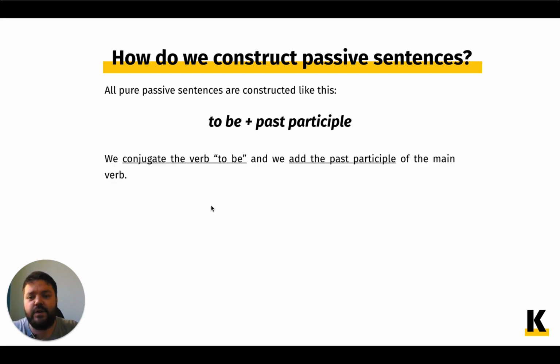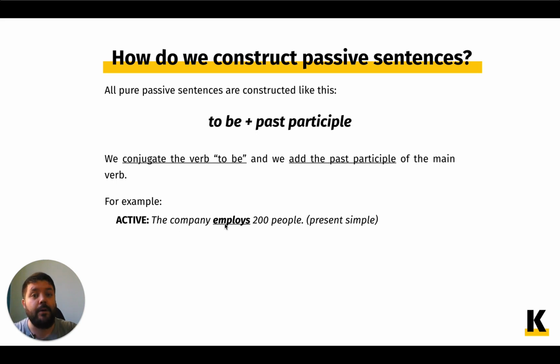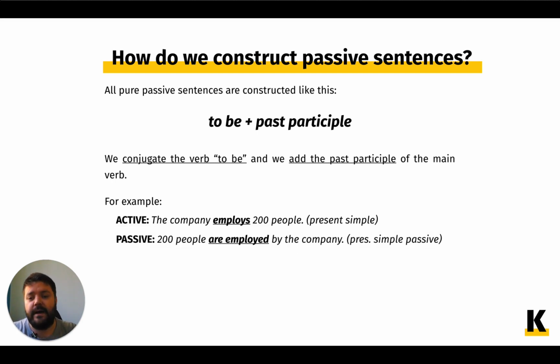Let's carry on. So we conjugate the verb to be. Conjugate means that we put the verb in a particular tense, the past simple, present perfect, whatever, and we add the past participle of the main verb. For example, an active sentence would be the company employs 200 people. The verb here is employs, and it's in the present simple. And the passive sentence would be 200 people are employed by the company. And the tense of are employed is actually a present simple passive. So we have the verb to be in the present simple, because employs is in the present simple, and then we've added the past participle of employ, which is employed.